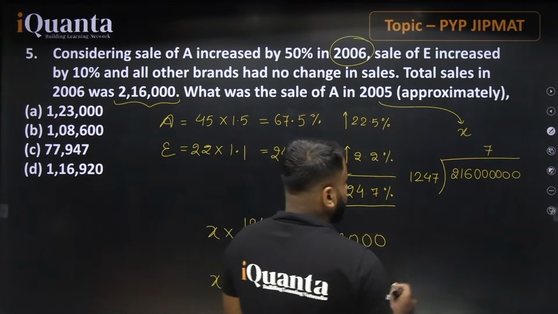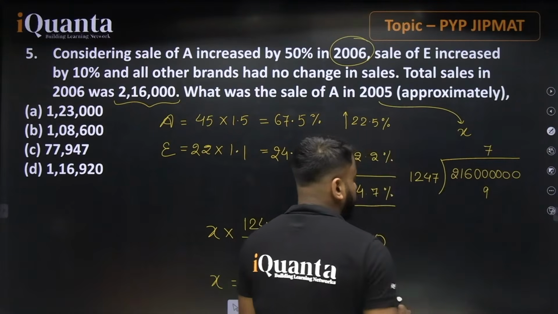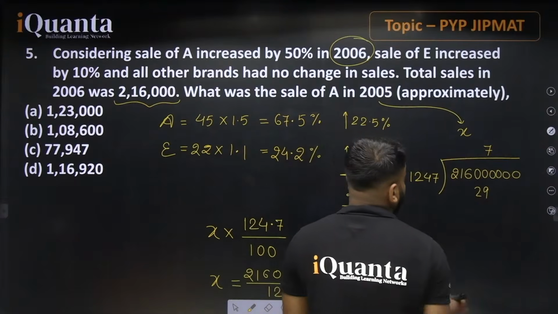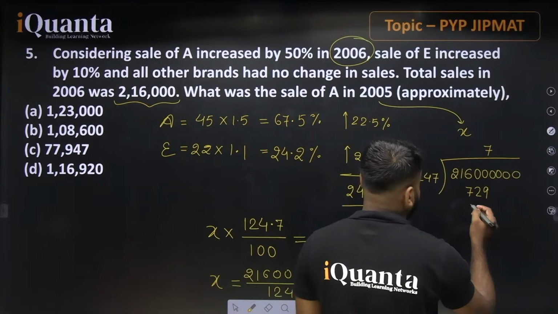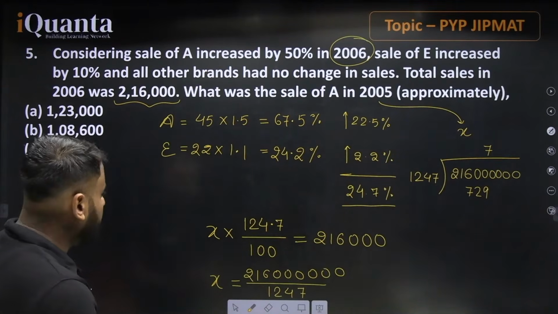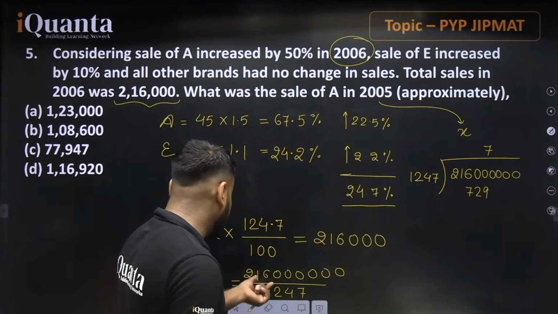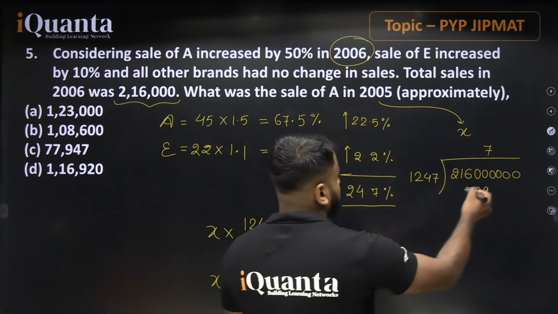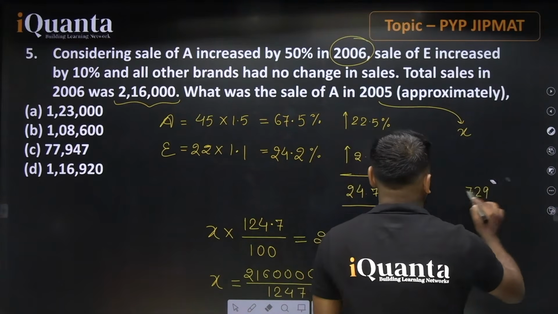So 7 7s are 49, 4 remains. 7 4s are 28 and 4, 32, 3 remains. 7 2s are 14 and 3, 17, 1 remains. 7 1s are 7 and 8. So this value is 216, I guess, which gives 124.7. This value will be equal to 216,000, correct, and we have 1247. Let's go ahead with this solution again.